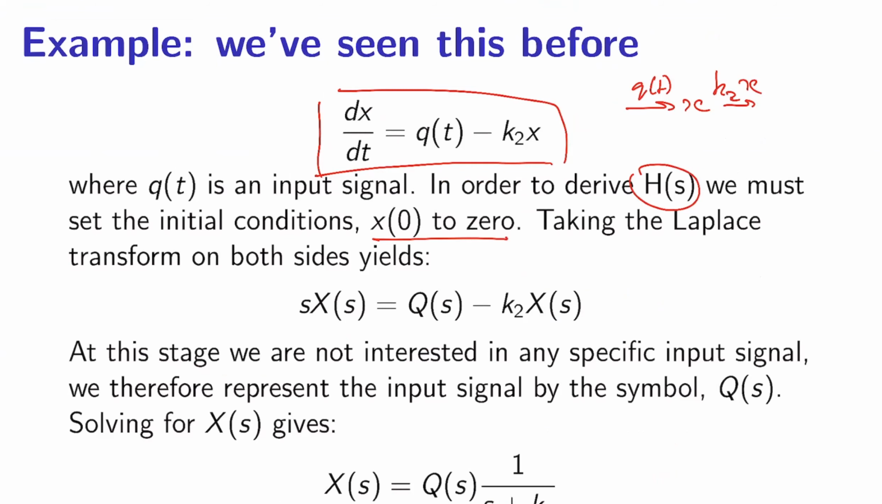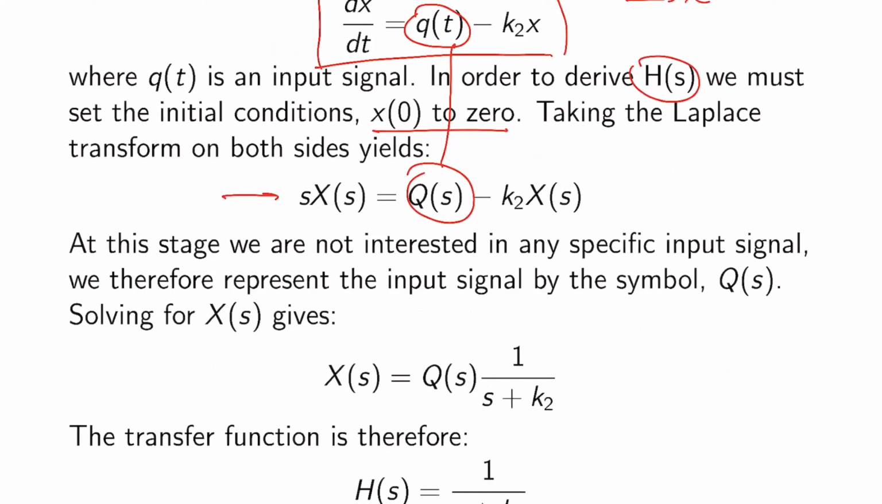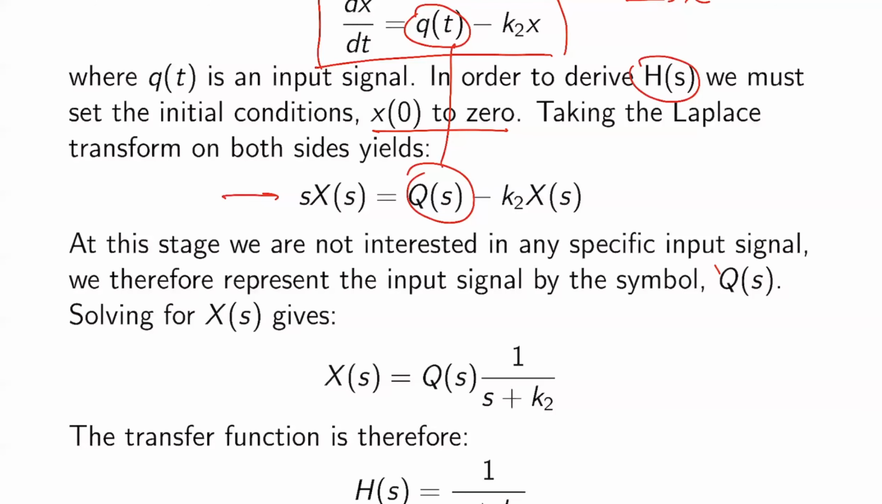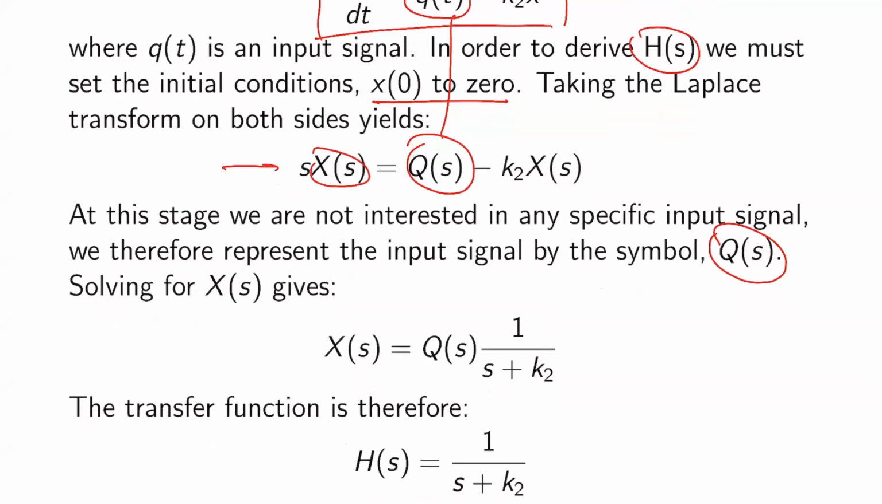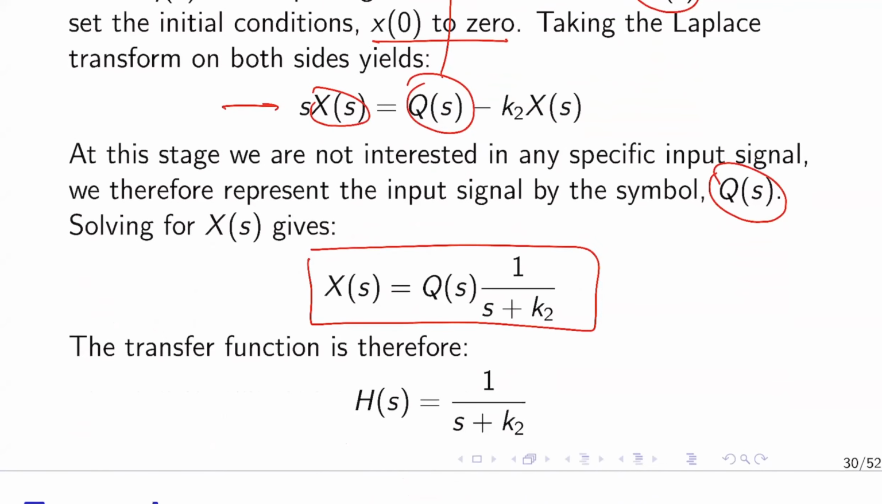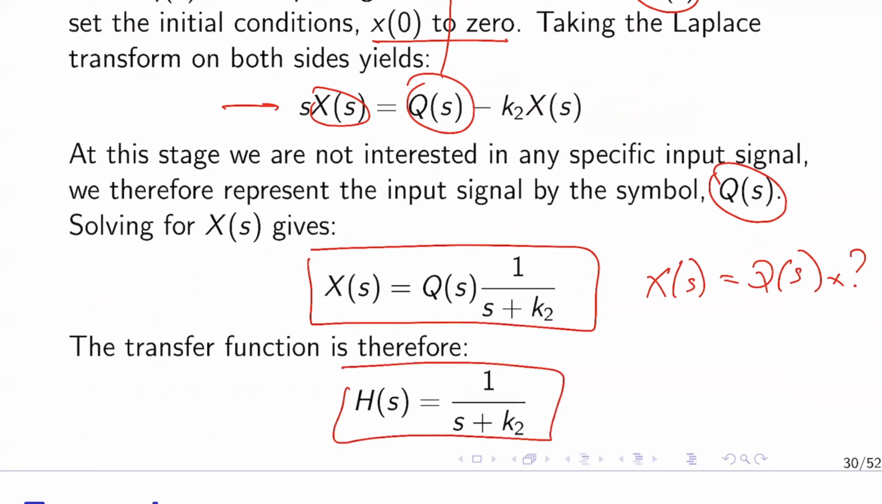So I take the Laplace transform on both sides. Q of T turns into Q of S. I'm not interested in any specific signals, so I'll just call it Q of X. If I solve for X of S, I get this here. You can see that this is of the form X of S equals Q of X times something. Of course, that something has to be the transfer function. So the transfer function is 1 over S plus K2.